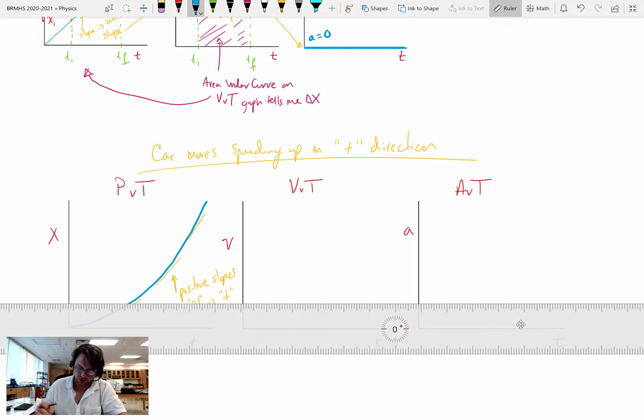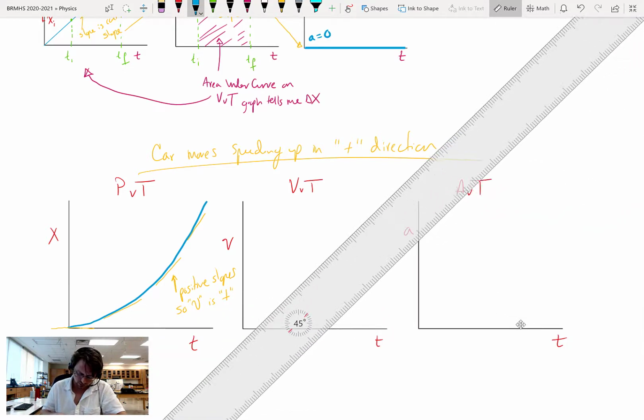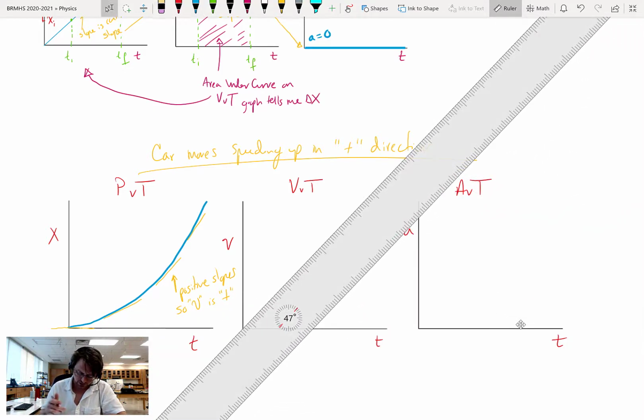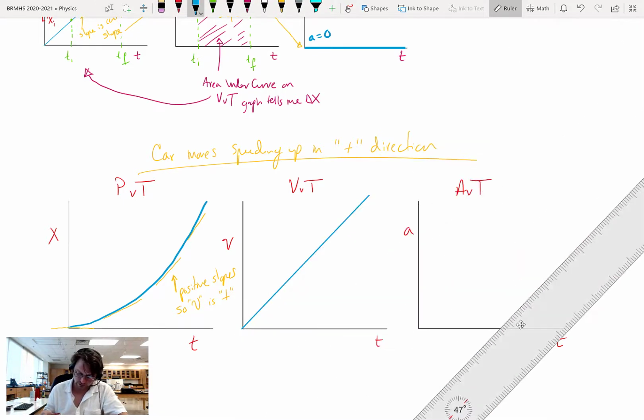Alright, so I have my quadratic or squared position versus time because we're speeding up at a constant rate from rest, and now my velocity is going to be linear. So there's my linear velocity. We just mentioned that we can now find the slope on the velocity versus time graph to tell us the acceleration. Well, this is going to be easy.